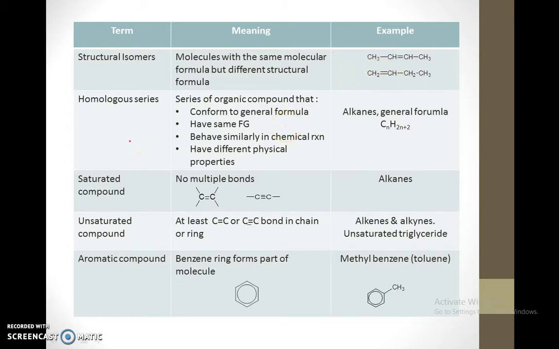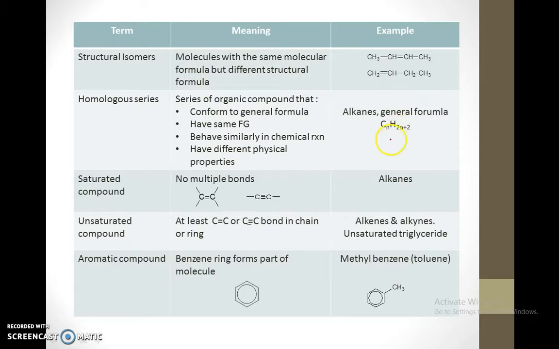Next, homologous series. Homologous series means the compounds conform to a general formula, have the same functional group, and behave similarly in chemical reactions, but have different physical properties. For example, look at the alkanes. This is the general formula for alkanes. All the alkanes have the same general formula. For example, you have methane, ethane, propane.